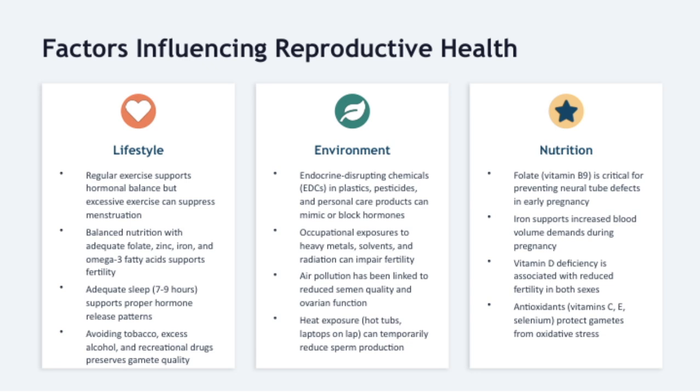A balanced diet that includes adequate folate, zinc, iron, and omega-3 fatty acids helps promote fertility. Getting enough sleep, around 7 to 9 hours per night, is essential for proper hormone regulation. And of course, avoiding tobacco, excess alcohol, and recreational drugs is critical because these can negatively impact gamete quality. Overall, maintaining a healthy lifestyle, being mindful of environmental exposures, and supporting proper nutrition are all interconnected pieces that play significant roles in optimizing reproductive health.